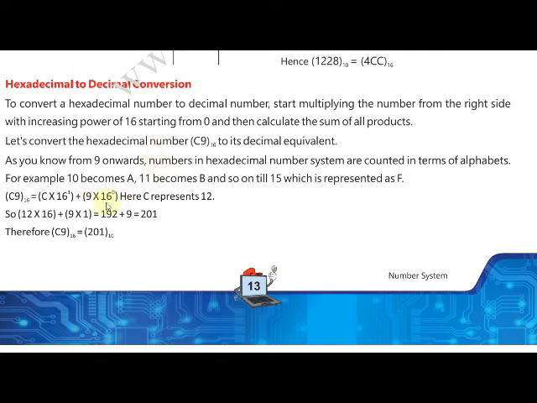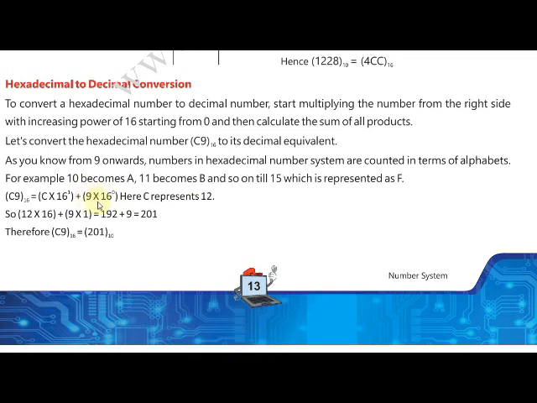Now we have to solve the first bracket. 9 into 16 raised to 0. What will be the value of this? The 0th power of any particular number is equal to 1. That means 16 raised to 0 is equal to 1. 16 is the base, 0 is the power, and the value is 1. It will return 1 as a value. 9 into 1, that is 9.